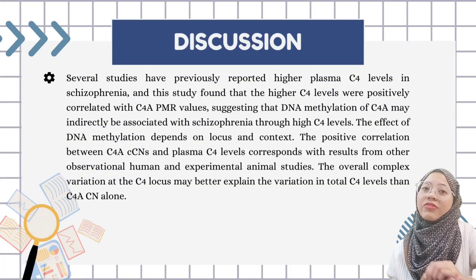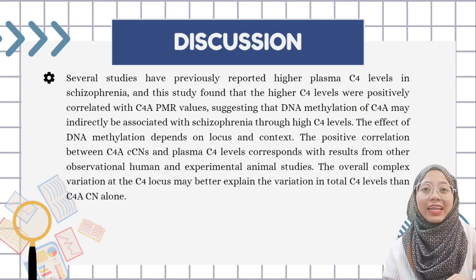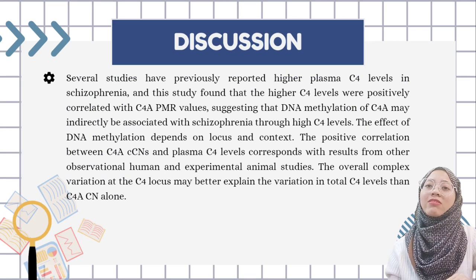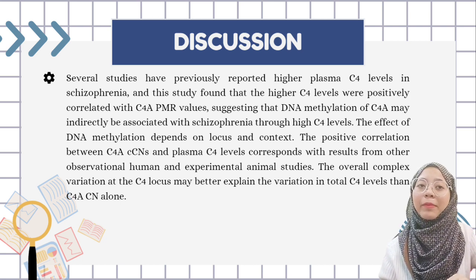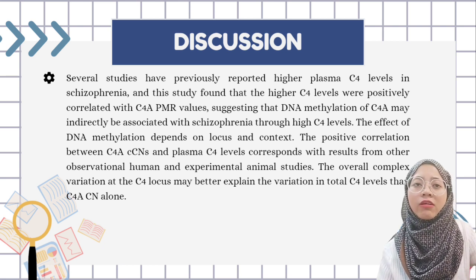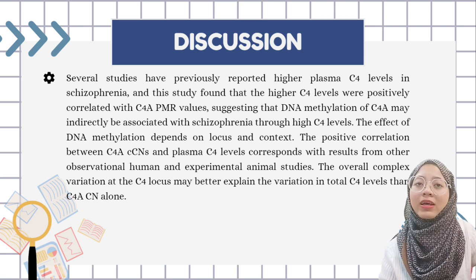Several studies have previously reported higher plasma C4 levels in schizophrenia, and this study found that the higher C4 levels were positively correlated to C4A PMR values, suggesting that DNA methylation of C4A may indirectly be associated with schizophrenia through high C4 levels. The effect of DNA methylation depends on locus and context.